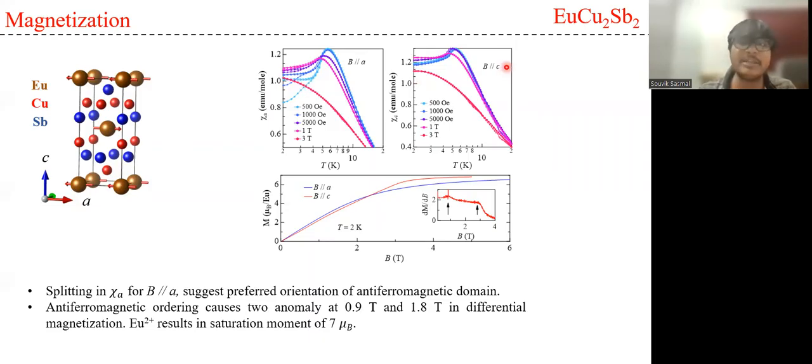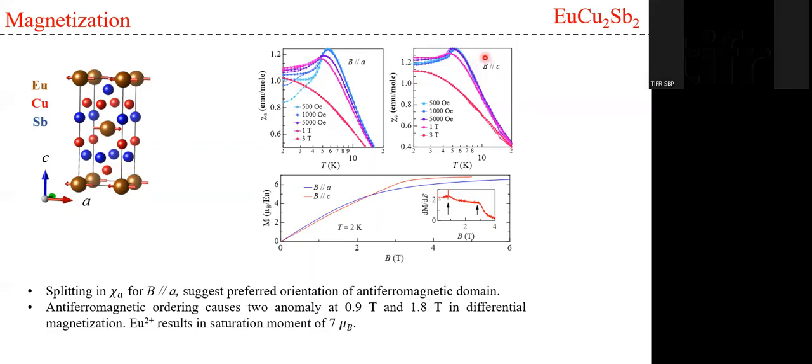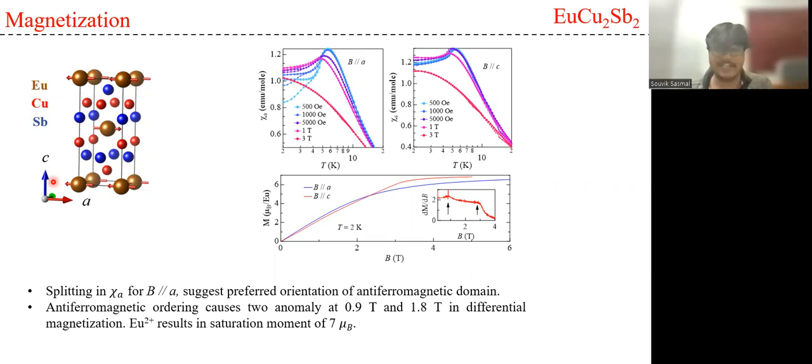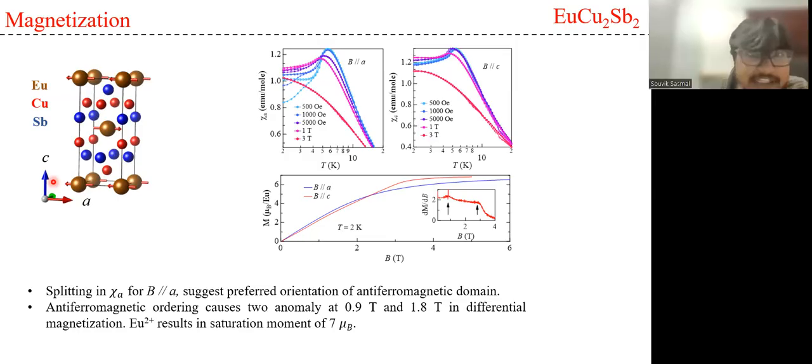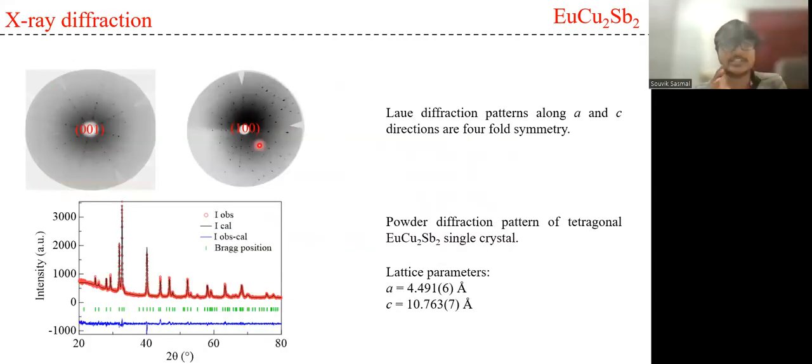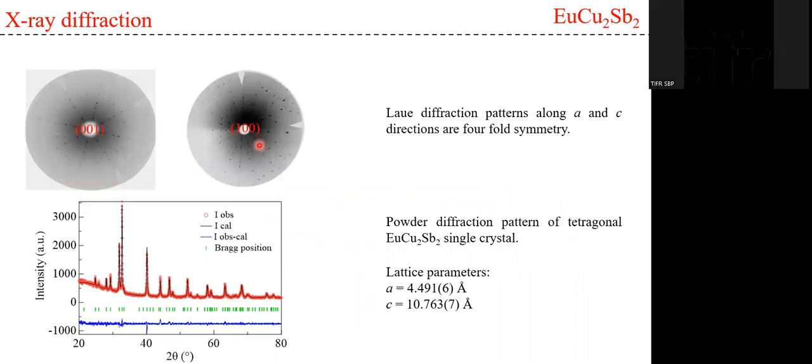Whereas when we apply field along the C direction... Souvik, one small question, sorry. Yes, so you can identify this A and C axis by diffraction, is it? Yes, Laue diffraction pattern. You can see this pattern is completely different for C and A. So this is how we identify.